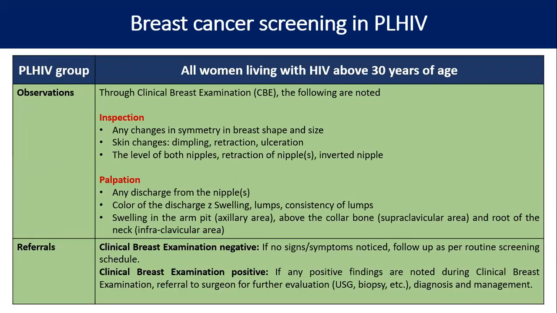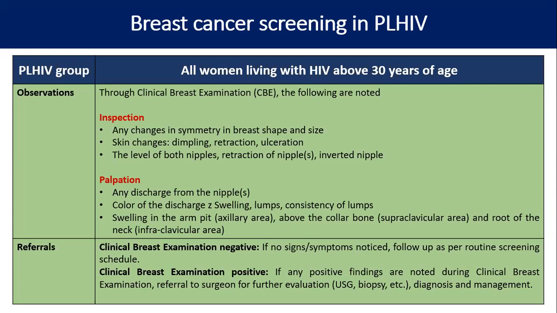And the observations that are made: in inspection, if there is any change in symmetry, breast shape and size, and skin changes, if there is any dimpling, retraction, ulcerations, the level of both nipples, whether they are in the same plane or there is some change, retraction of nipples or inverted nipples. And in palpation, whether there is any discharge from the nipple or nipples, color of the discharge, swelling, lumps, consistency of the lump, swelling in the armpit, axillary area, above the collarbone, supraclavicular area, and root of the neck.